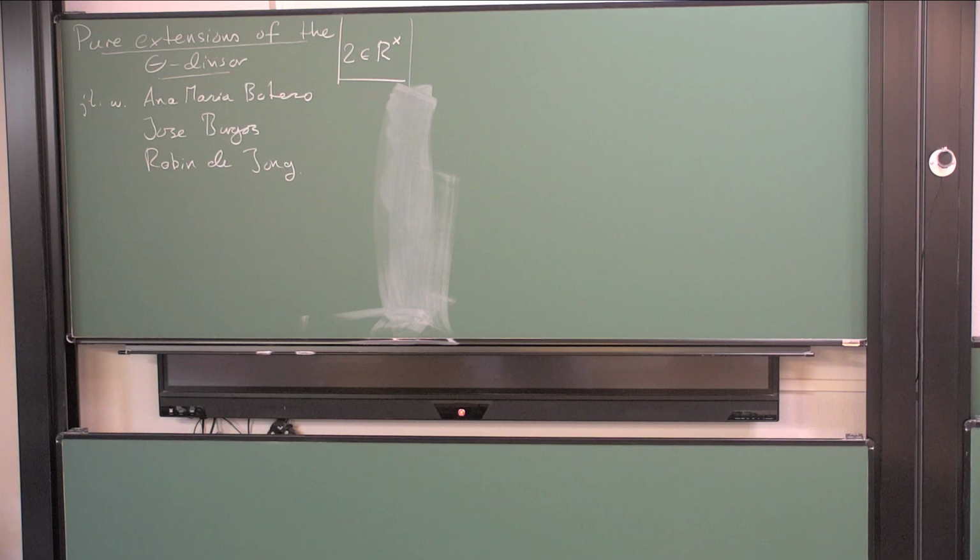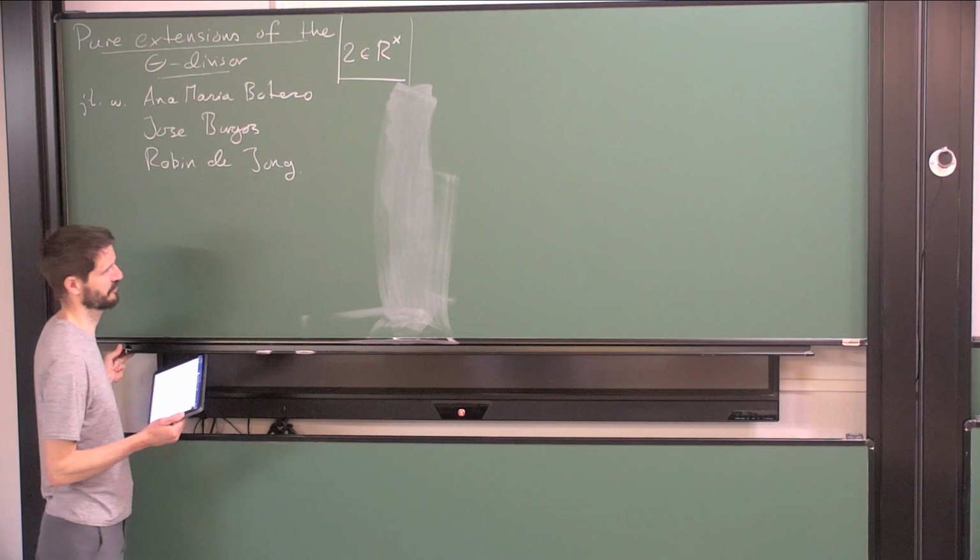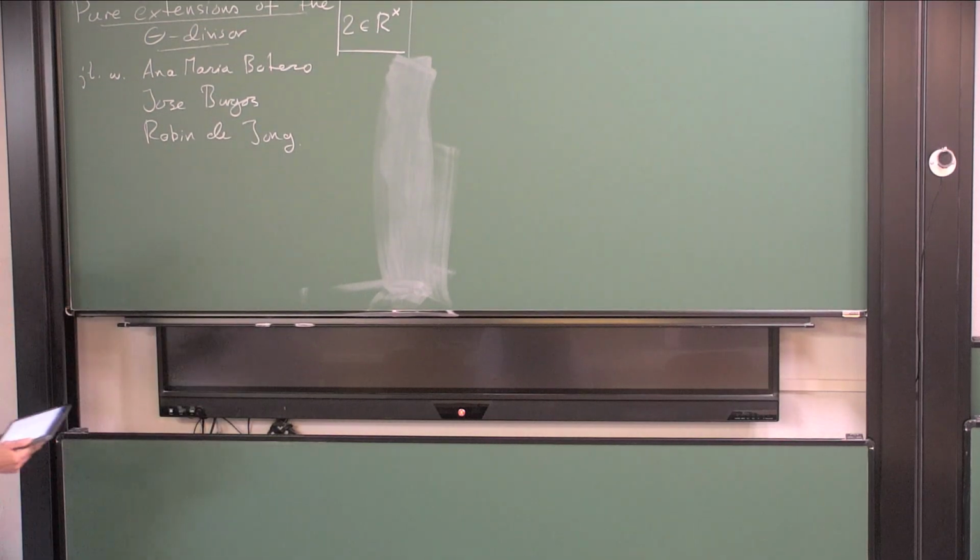Jose Bogus and Robert de Jong, and for today's talk, I'll assume that we're over a ring with two invertible. The complex numbers is fine. If you want to do characteristic 2, then we can talk about it.